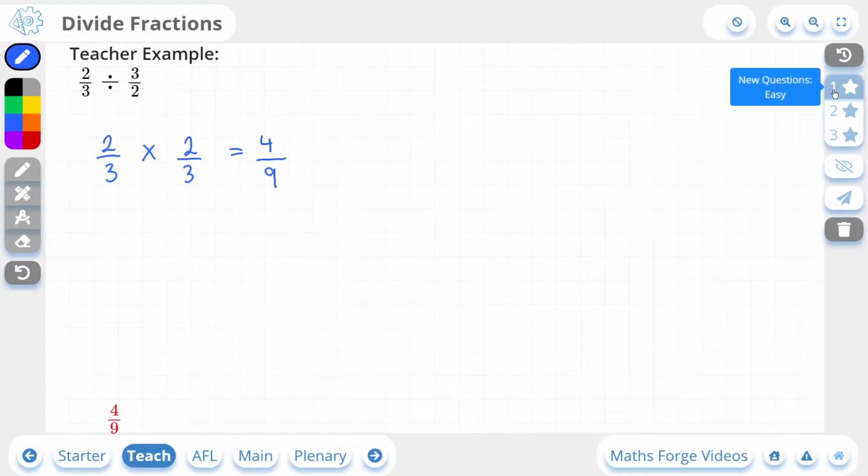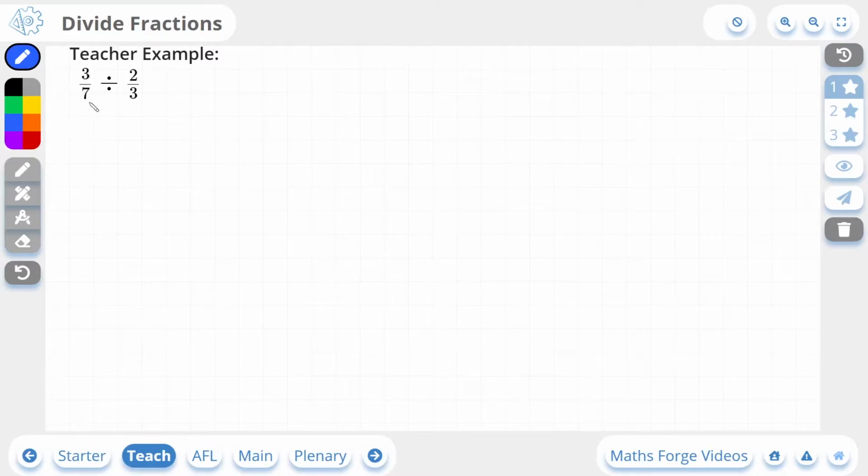Let's do another one-star example. So we have 3 over 7 divided by 2 over 3. So I'm going to keep the first fraction the same. I'm going to flip the second fraction around. And instead of a division symbol, I'm going to place a multiplication symbol. And this is going to equal 3 times 3, which is 9, 7 times 2, which is 14. And since we can't simplify this any further, this is the answer in its simplest form. If we just check the answer, there it is.